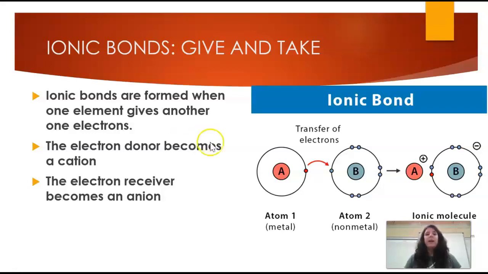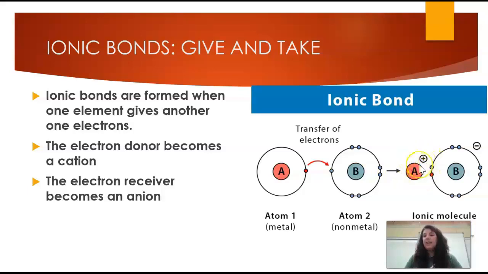So ionic bonds are going to be when one atom gives, transfers, or donates an electron to another atom. The one atom that donates the electron is going to become a cation. Remember, a cation is a positively charged element, right? Because it's getting rid of this negative charge. And the one that picks up or receives the electrons will become an anion because it's going to become more negatively charged. And because opposites attract, this attraction will hold the two elements together.